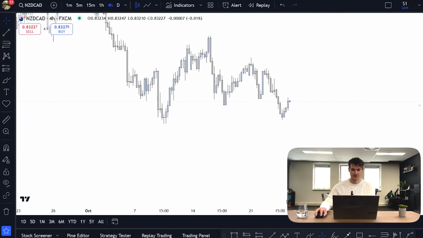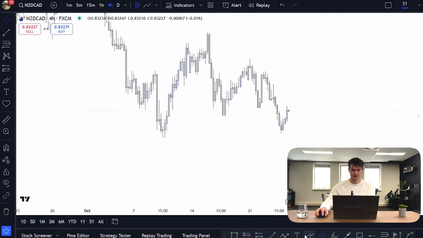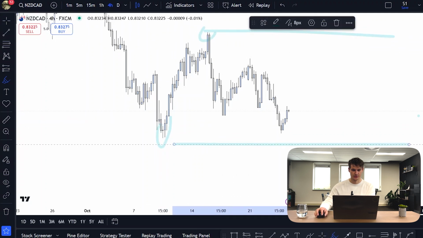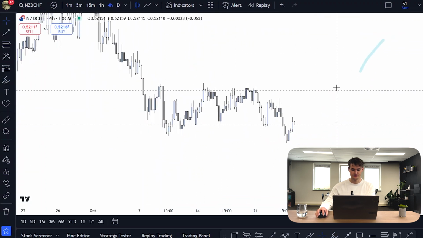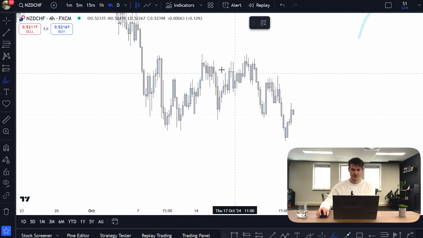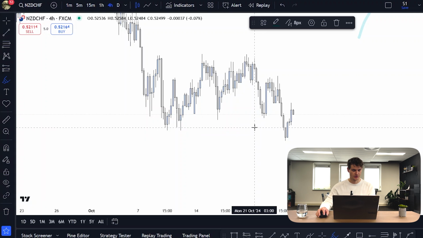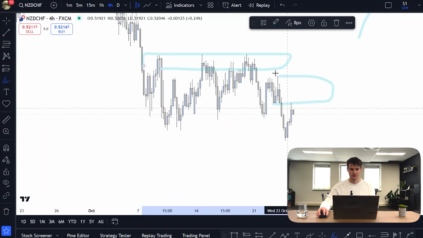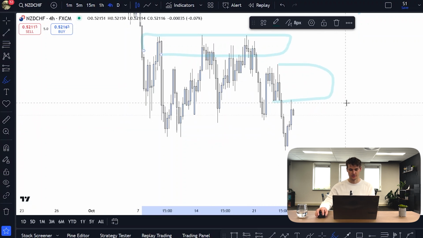NZD CAD playing within range, nothing to say about that. Still playing within this low and that high, so I'm essentially just waiting for one of these to go. NZD CHF is kind of similar to the earlier CHF pairs we discussed, but essentially you could look for shorts from that level. Do keep in mind that there's a lot of liquidity here, so there's a lower probability of that holding. If you were to look for a trade, I would look for shorts from this level.